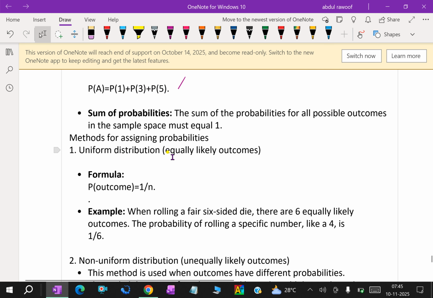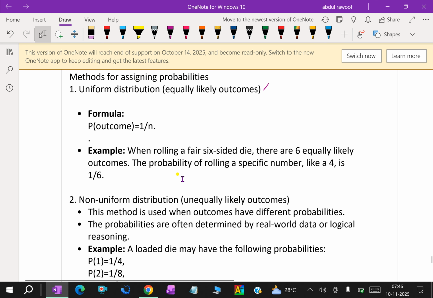Method for assigning probabilities: uniform distribution, equally likely outcomes. What are equally likely outcomes? The probability of each outcome is 1 over n, where n is the number of items in the sample space. For example, rolling a fair 6-sided die has 6 equally likely outcomes. The probability of rolling a specific number like a 4 is 1 over 6 because there is only one 4 out of 6 outcomes. So equally likely means 1 over 6.